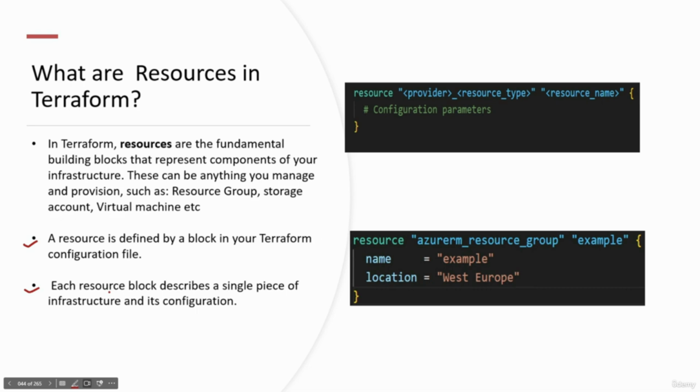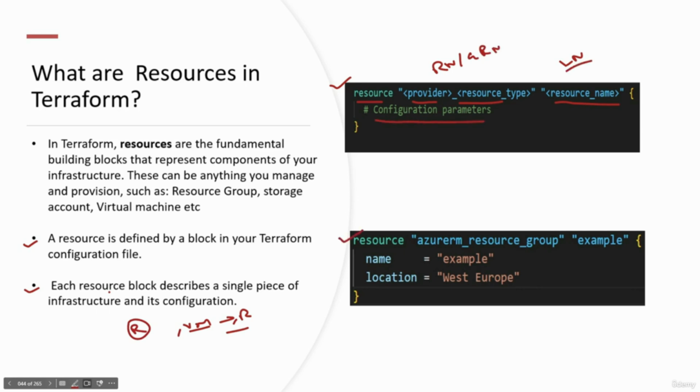So, what is the exact meaning of it? If you want to create a storage account in Terraform, then you need to write a resource block for it. If you are planning to create a virtual machine, then you need to write a resource block for it. The exact syntax of a resource block is: first you mention resource, then the provider name, then the resource type, and then the resource name. This is called the resource type and this is called the local name. Sometimes this is also called the global resource name and this is called the local name. And then you need to mention the configuration parameters.